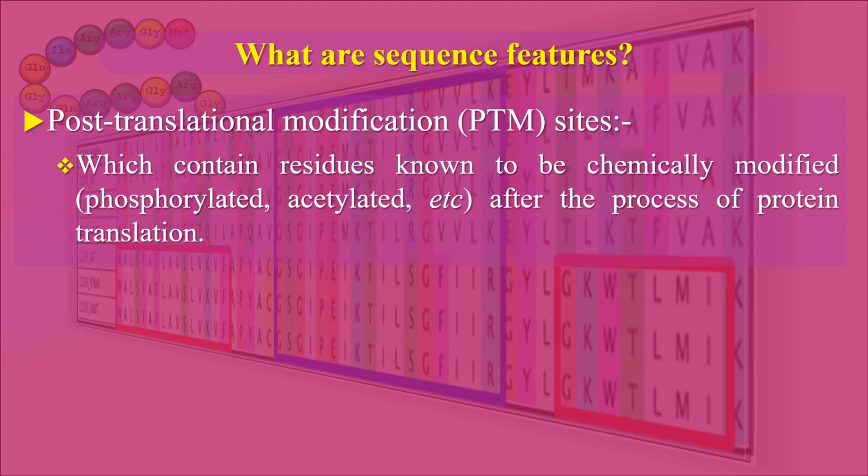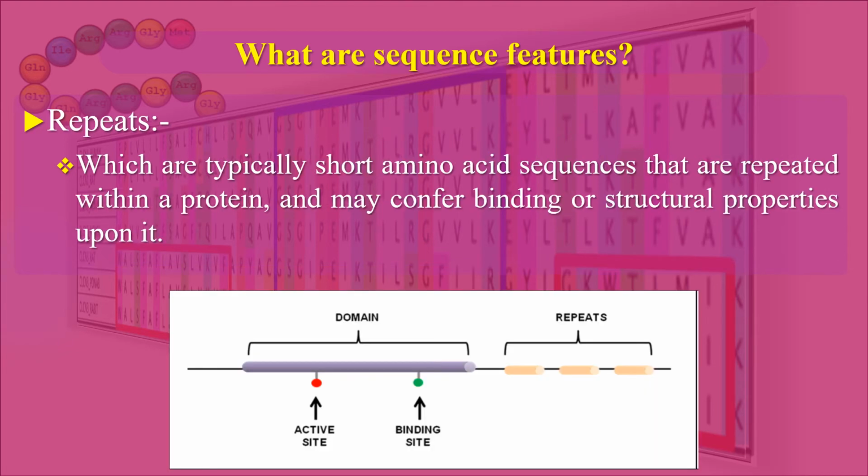Post-translational modification. This is a third type of sequence feature, which contains residues known to be chemically modified, phosphorylated, acetylated, etc., after the process of protein translation.